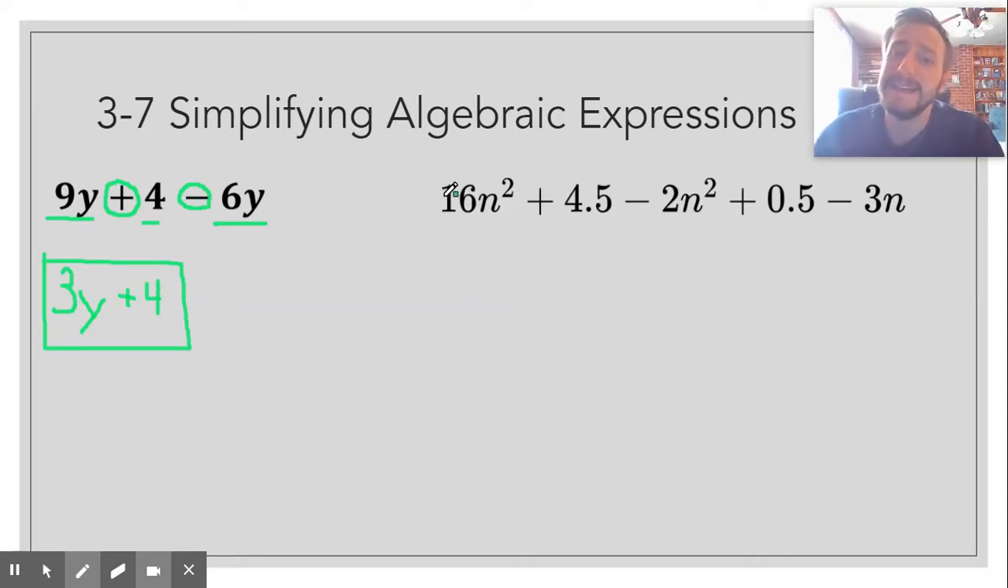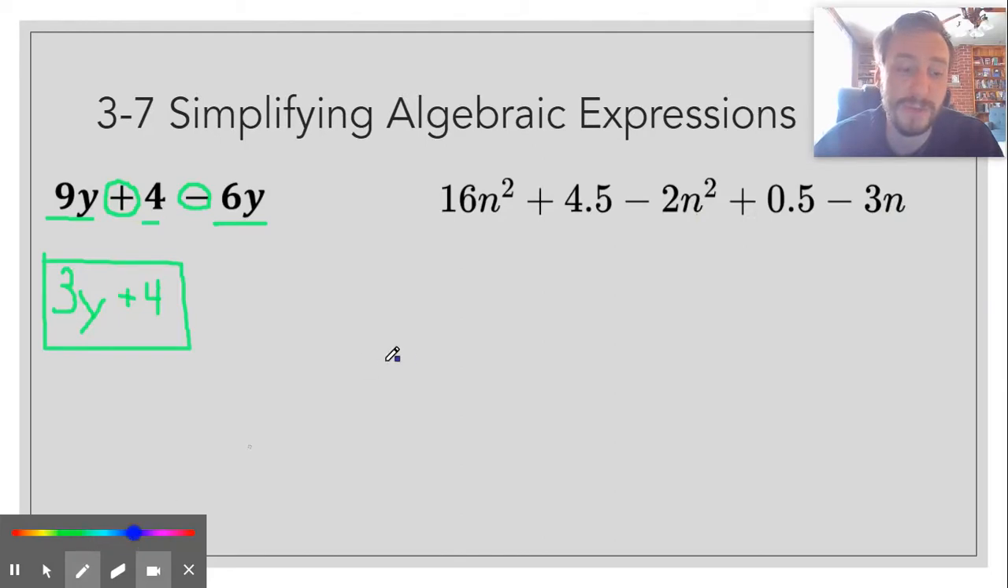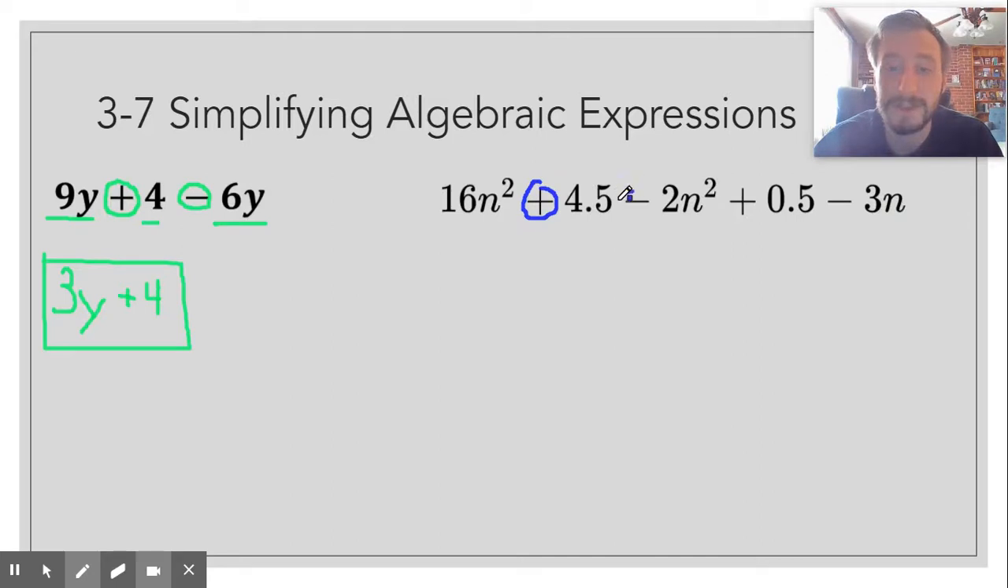It says 16n squared plus 4.5 minus 2n squared plus 0.5 minus 3n. So same thing. Let's separate our terms so we can get a better idea of what we're looking at. So we have a plus sign, a minus sign, another plus sign, and another minus sign.